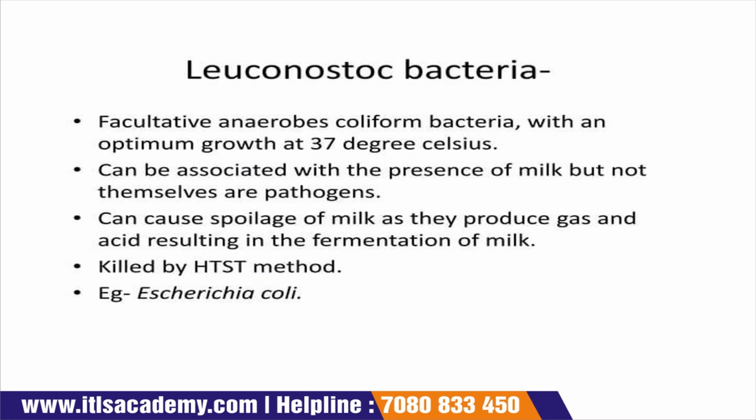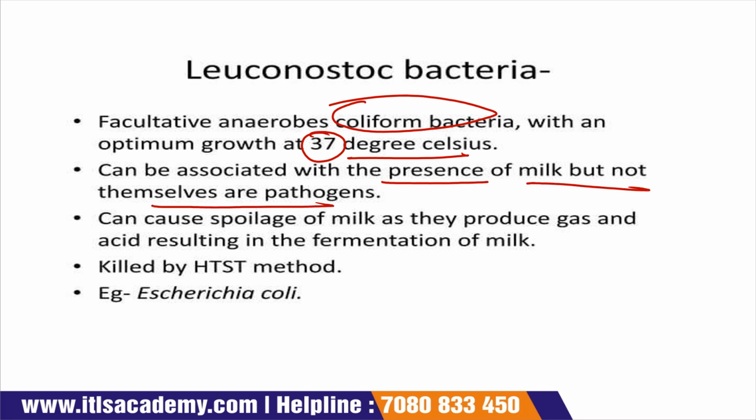Now the next one is Leuconostoc bacteria. They are facultative anaerobes, coliform bacteria, and optimum growth will occur at 37 degrees Celsius. They can be associated with the presence of milk, but they are not themselves pathogens. And they spoil the milk. That's why these bacteria are called spoilage bacteria.